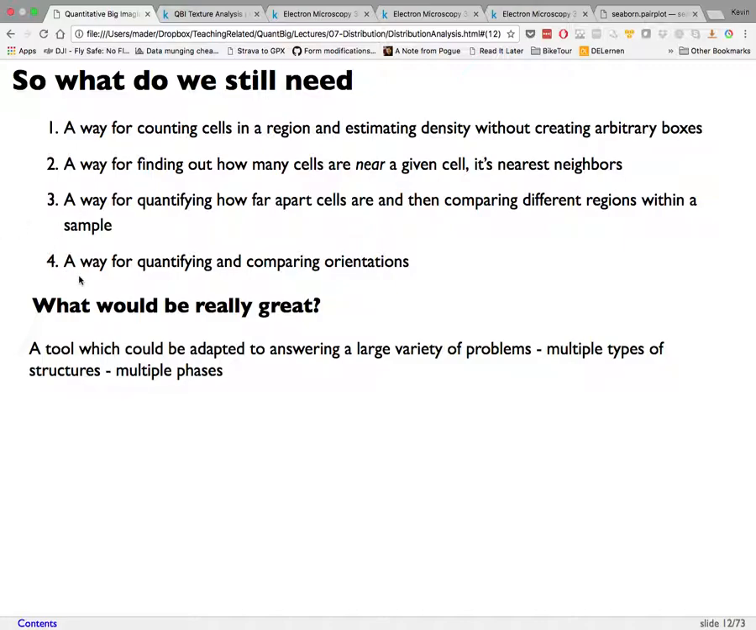And it's clear that we also need a way for quantifying and comparing orientation, because you have a number that comes out, but taking the average or the mean or the standard deviation of this number doesn't really help us. And so we want something else to do with it.